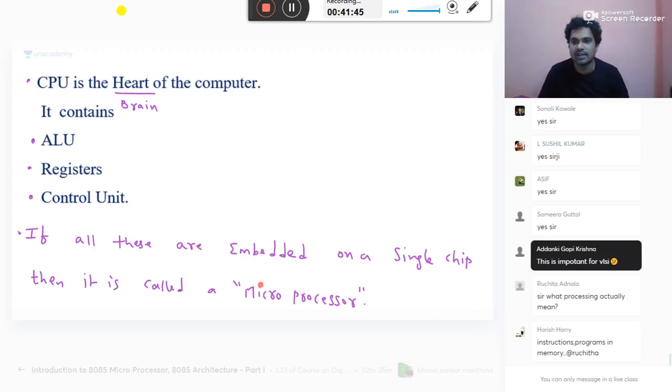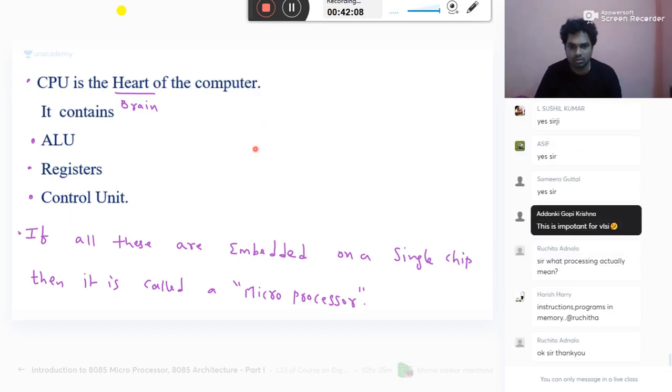It is processing the data, Ruchita. Processing the applied data. Suppose you have given some data, it may be in the memory. Processing in the sense it may be doing addition, subtraction, comparison, or manipulating the data. So what it is processing is the given data, which is present in the memory. Ask any basic doubt, feel free. I'm saying this for the new students.